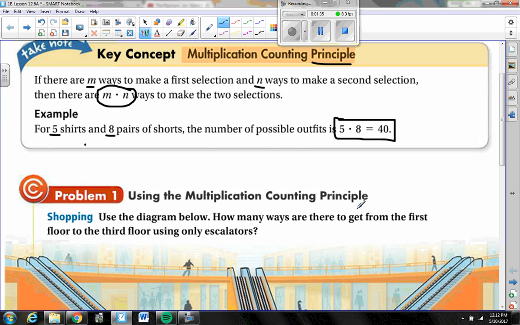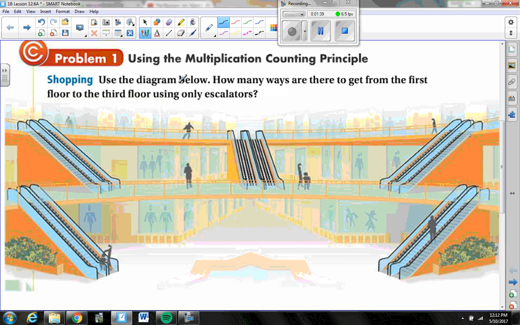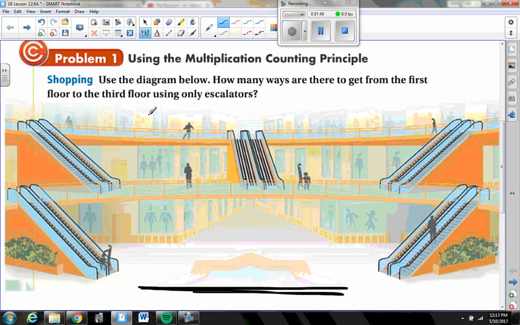Here's another example for you. This picture shows us escalators in a mall. The question they're asking us is how many ways are there to get from the first floor, which would be down here, to the third floor, which would be up here. Now we have to realize that with these escalators, obviously one's going up, one's going down, so we don't get to count these as 2.